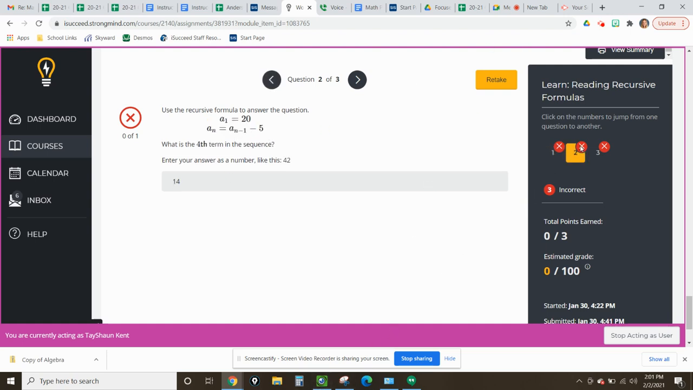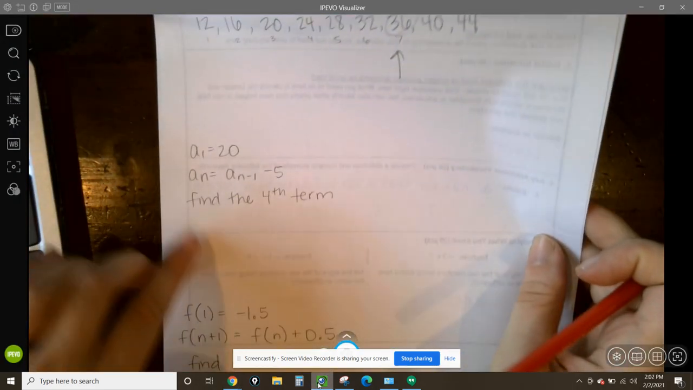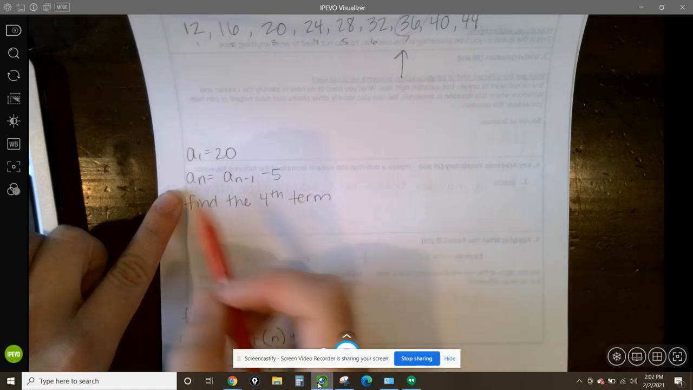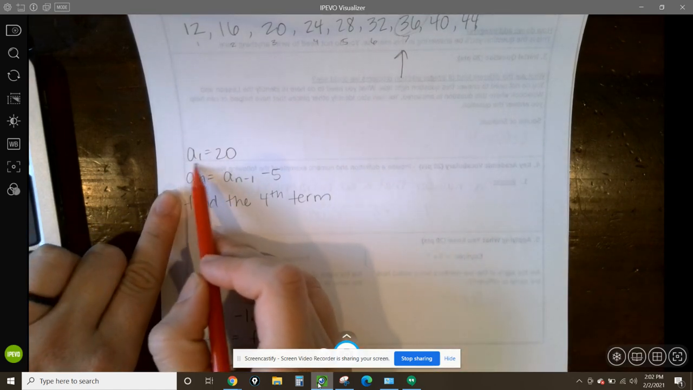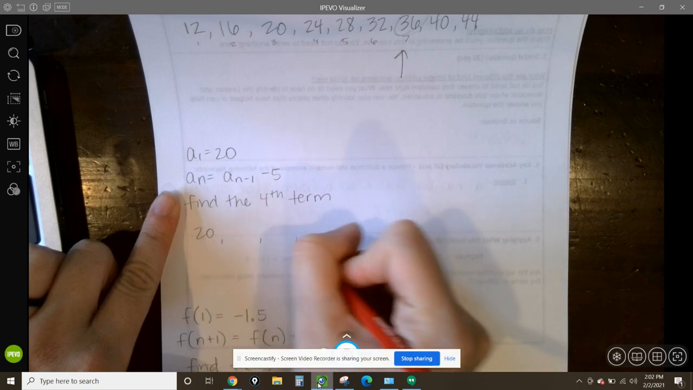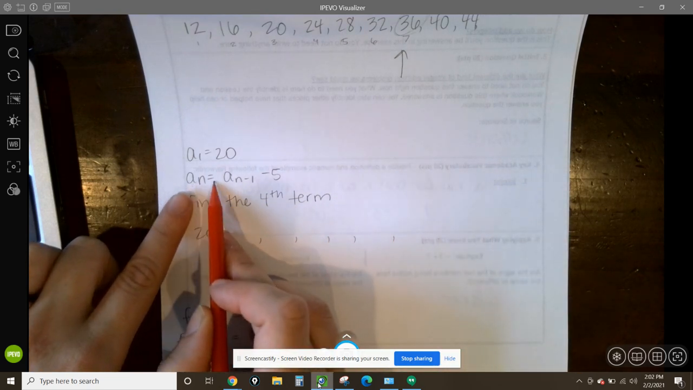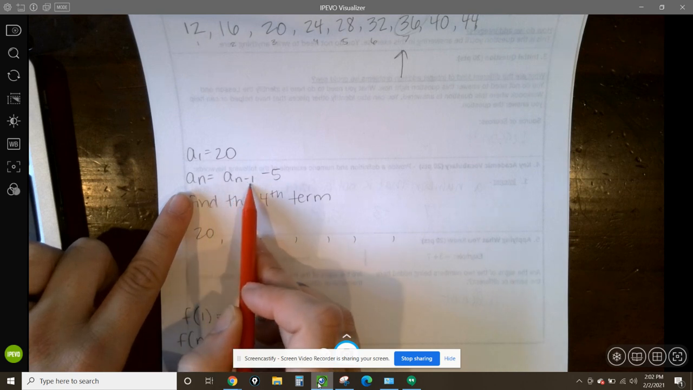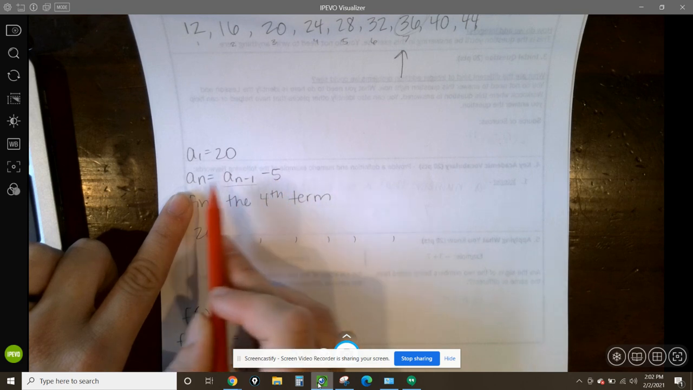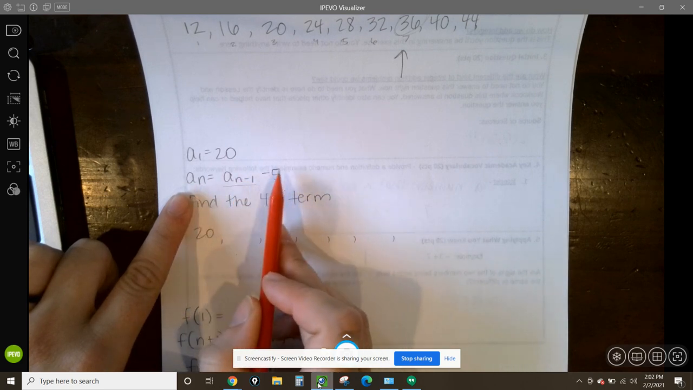I already wrote these down, but this is straight from your workbook. The next one is another one of these recursive formulas. They're telling you A1, the first term, is 20. I'm going to write that down and start making my list here. A sub n equals A sub n minus 1, the term before it, minus 5. So to find a term in the sequence, we take the term before it and subtract 5.